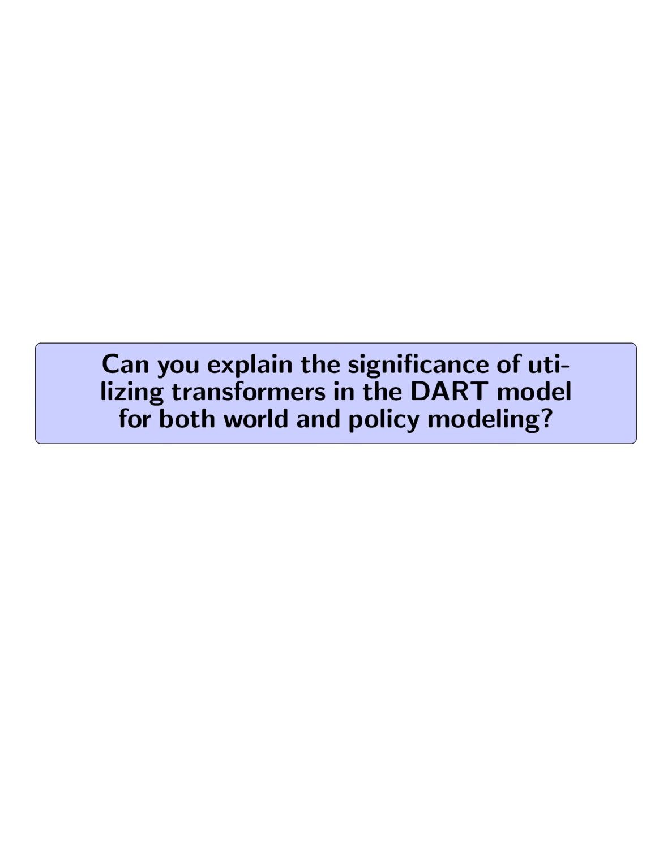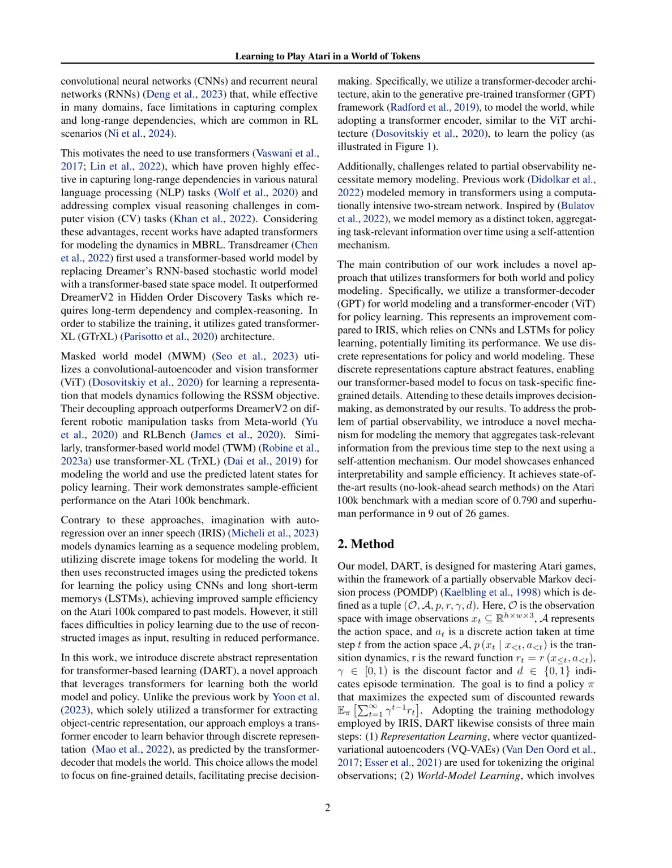Can you explain the significance of utilizing transformers in the DART model for both world and policy modeling? The significance of utilizing transformers in the DART model for both world and policy modeling lies in their ability to capture long-range dependencies efficiently, which is crucial in reinforcement learning scenarios. Transformers have shown effectiveness in capturing complex relationships in various tasks like natural language processing and computer vision, making them suitable for modeling dynamics in model-based reinforcement learning, MBRL.